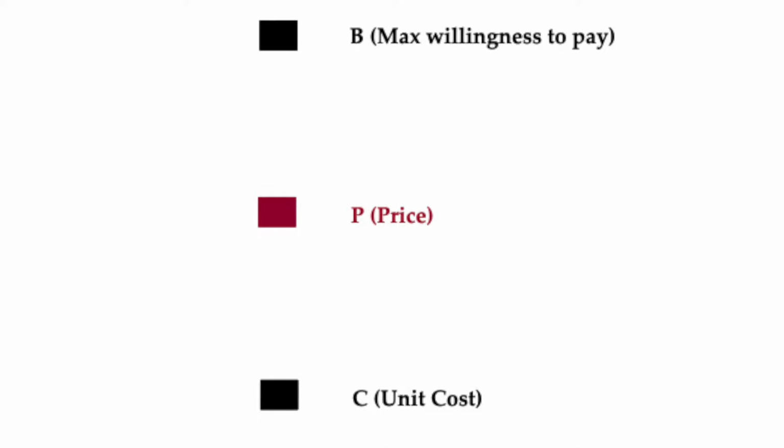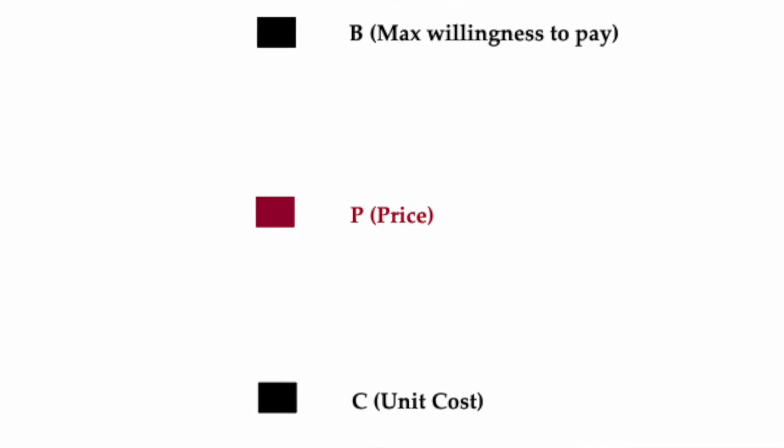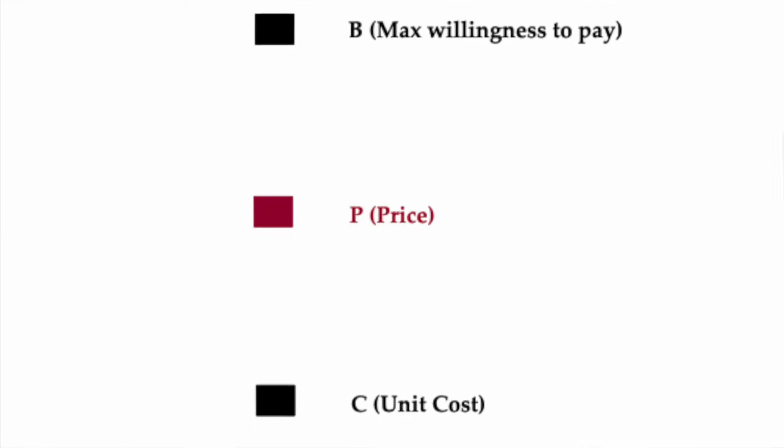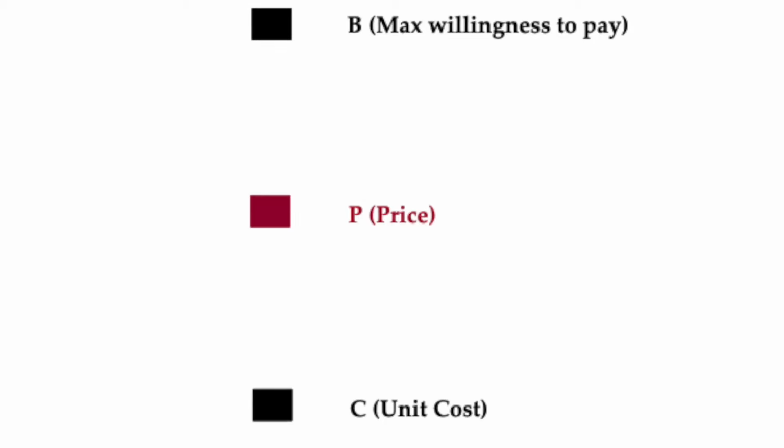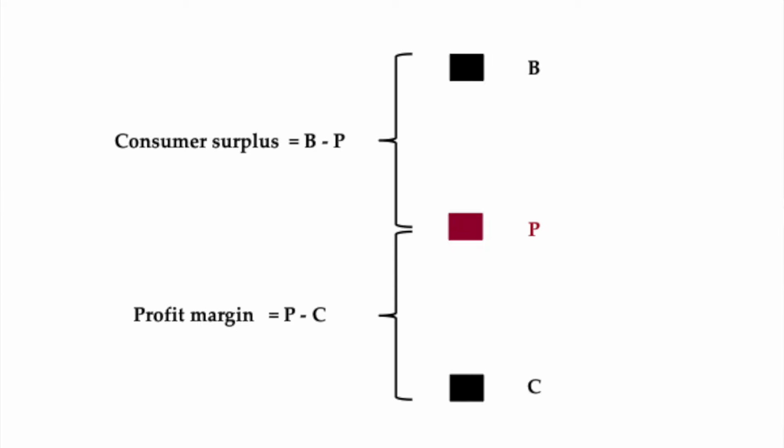I will have more to say about cost in a few minutes. And then there is the price P that the company sets. In this figure, P lies in between B and C. Though that does not have to be so, I will speak more about P in a few minutes. The gap between B and P is what economists call consumer surplus. This is a measure of the customer's savings when making a purchase.